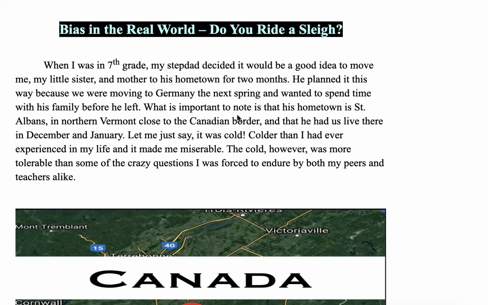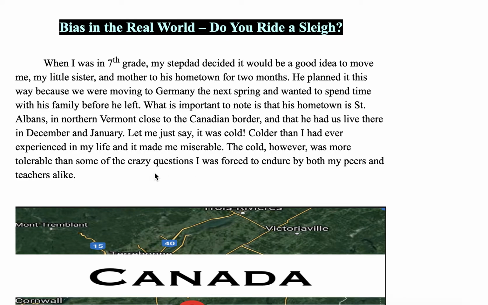What is important to note is that his hometown is St. Albans in northern Vermont, close to the Canadian border, and that he had us live there in December and January. Let me just say it was cold, colder than I had ever experienced in my life, and it made me miserable. The cold, however, was more tolerable than some of the crazy questions I was forced to endure by my peers and teachers alike.